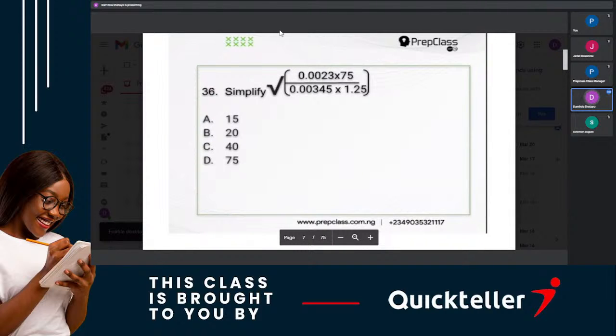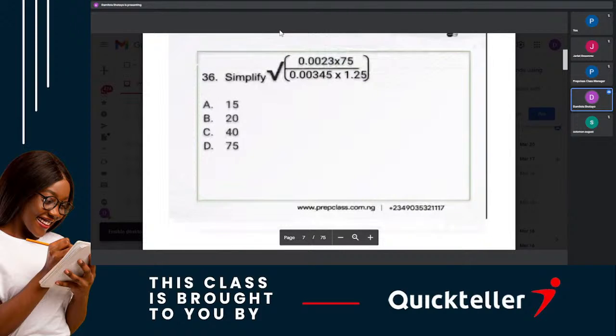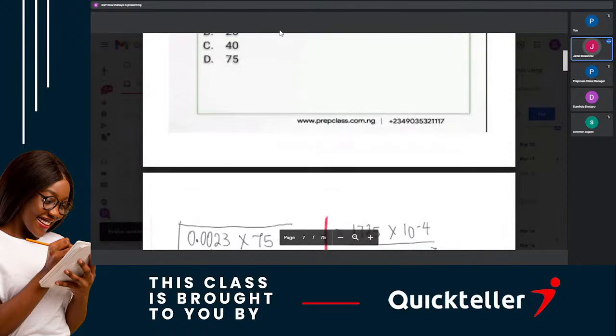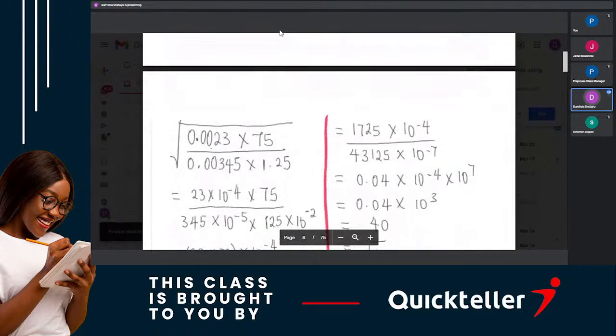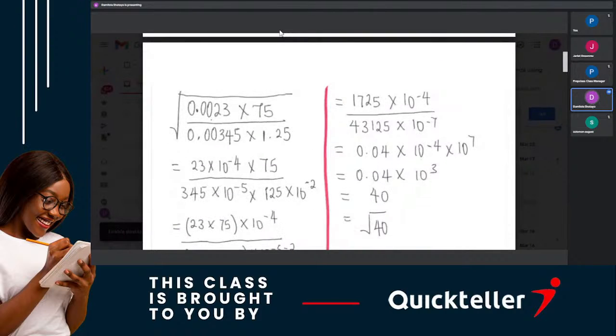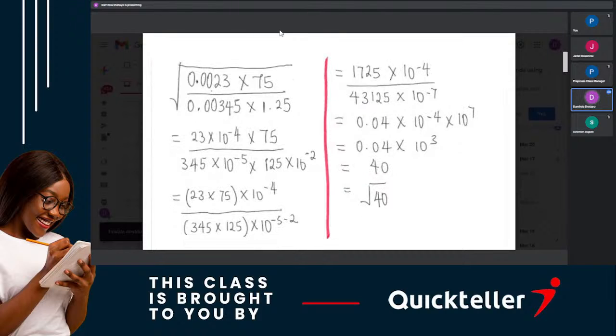Do the top: 0.0023 times 75. Get your answer. Then do the one below: 0.00345 times 1.25. Don't break it down the way I did mine. Just multiply up and down, then divide them and find the square root of the answer. That will make it faster for you. Do you understand what I'm saying? Yes, sir. Okay, because this is not WAEC, this is JAMB, and you are not meant to submit workings, you have to be very fast. Here I was trying to explain it step by step.